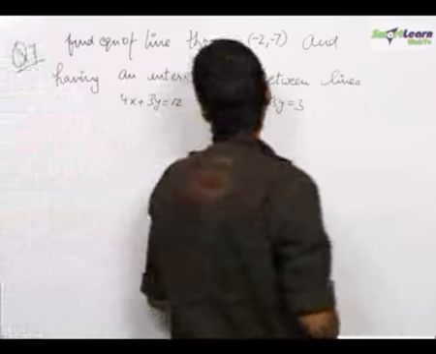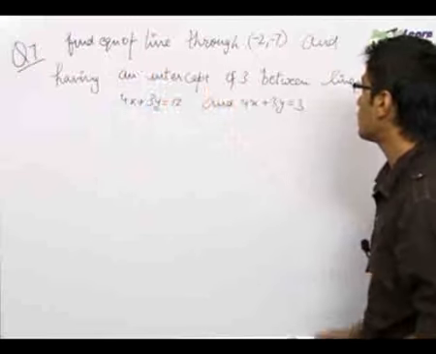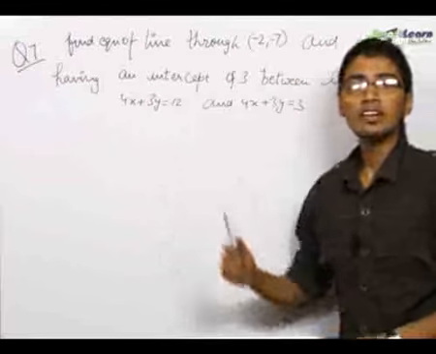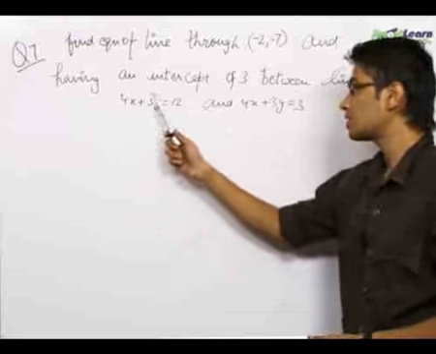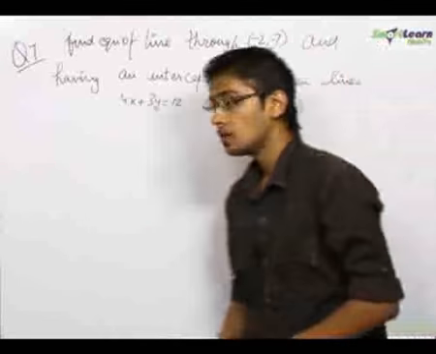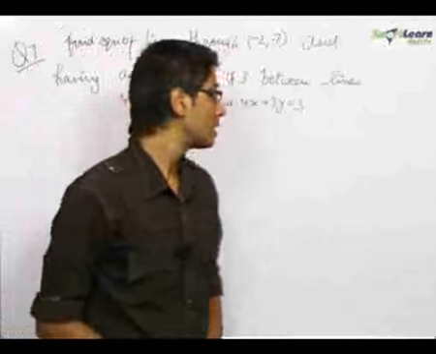This is our next question, in which we are asked to find the equation of a line through the point (-2, -7), which is having an intercept of length 3 in between the two parallel lines 4x + 3y = 12 and 4x + 3y = 9. Now this is a very important question because it teaches us a new concept, the concept of parametric.